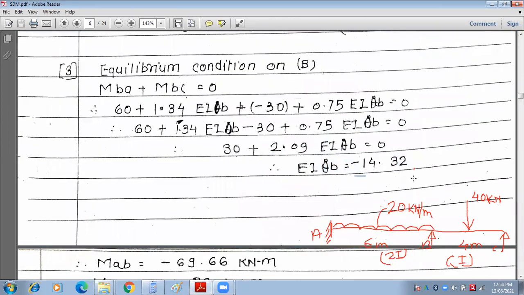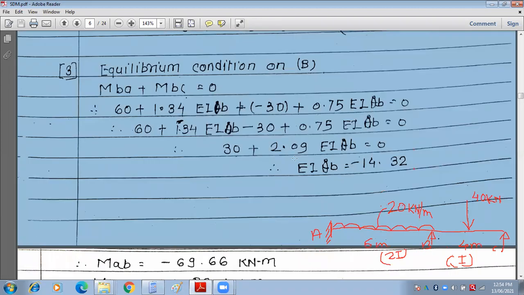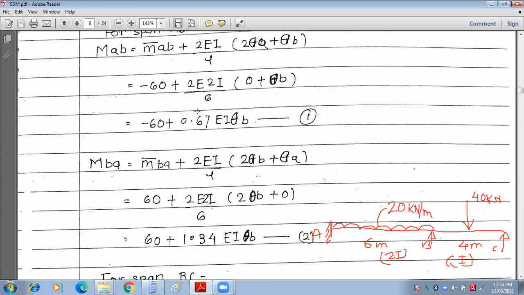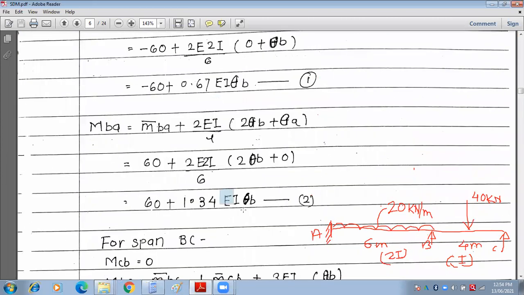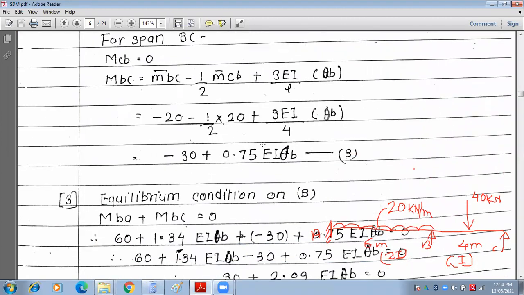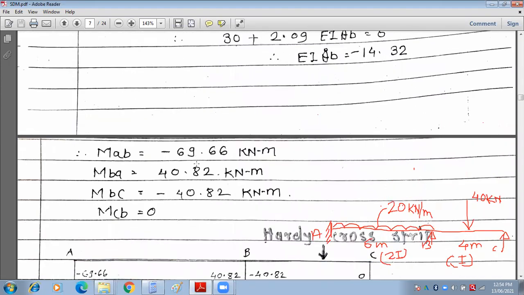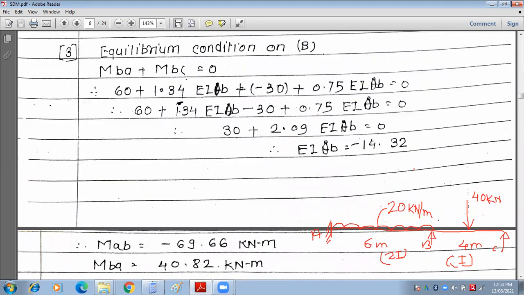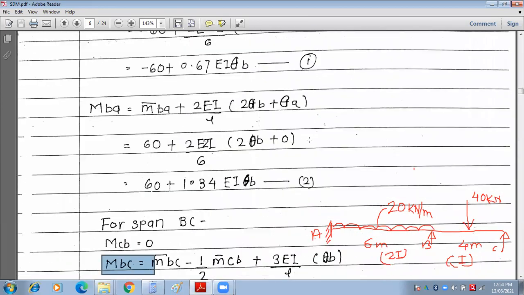Put the value we have worked out for EI theta B in equation number 1, then you will get moment AB. Put this value in equation number 2, then you will get moment BA. Put this value in equation number 3, then you will get moment BC, and these values are over here. Now let us check it out. EI theta B is 14.32. Now let us put this value in this equation.